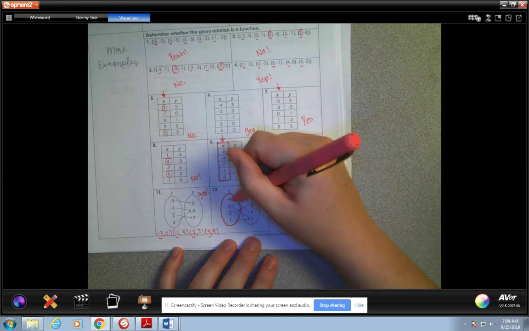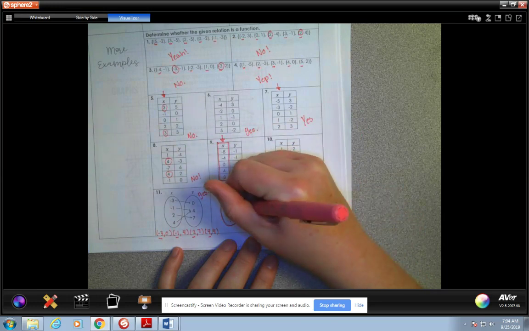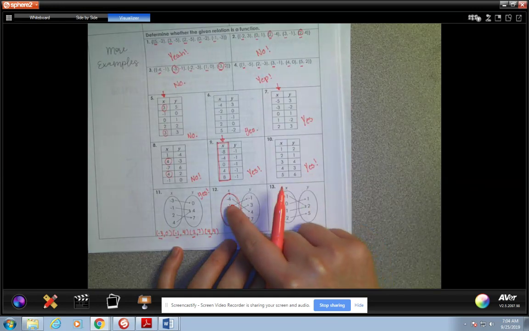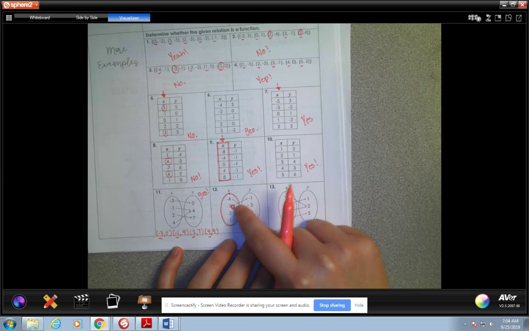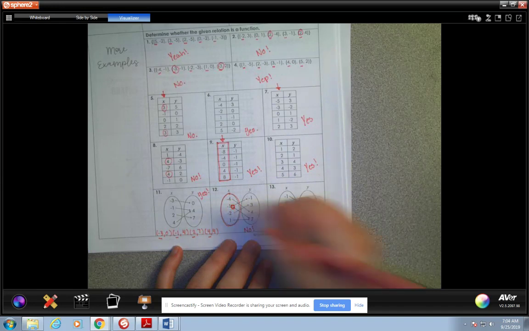So 4 goes to 1, y, but -1, do you see how it has this little point here? This is a problem. That means we have the point (-1, -1) and (-1, 7). That means that x value is going to repeat. So anytime you have that little point in the x circle only, this means that this is not a function. So no, not a function.